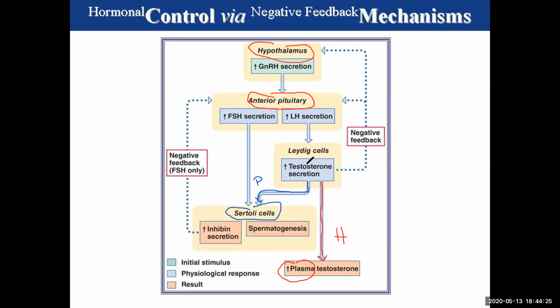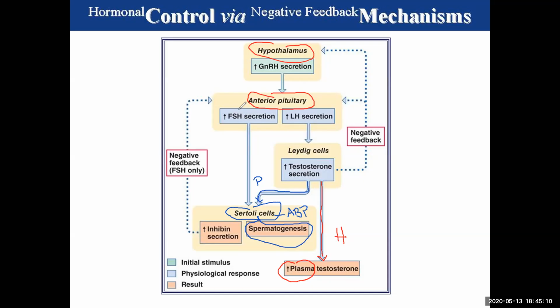So testosterone is produced and released by Leydig cells. And Sertoli cells secrete inhibin, but I also mentioned Sertoli cells secrete ABP, androgen binding proteins. So the presence of ABP, androgen binding proteins, binds testosterone, concentrates testosterone in the Sertoli cells, and the Sertoli cells induce spermatogenesis. Okay.